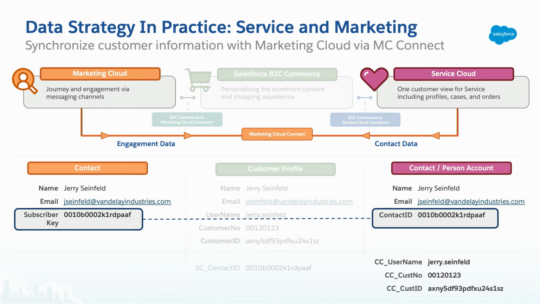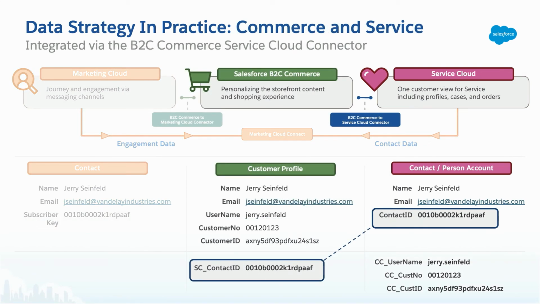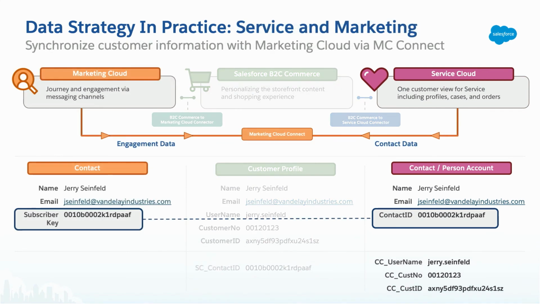MC Connect will only do this based on if you leverage the contact ID as a subscriber key in Marketing Cloud, okay? So this is the model. You're going to create records in Commerce Cloud, push them to Service Cloud through the B2C Commerce connector, and then leverage MC Connect to synchronize that contact's representation in Marketing Cloud. Super important. Take this away with you, please.